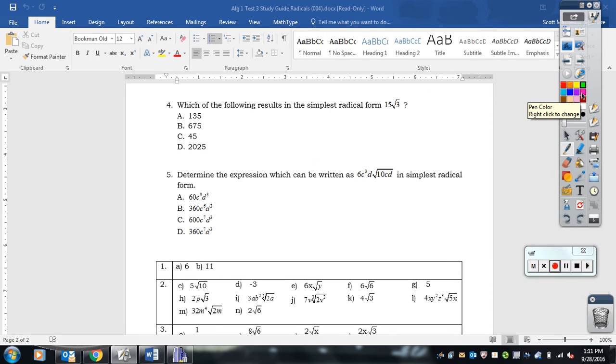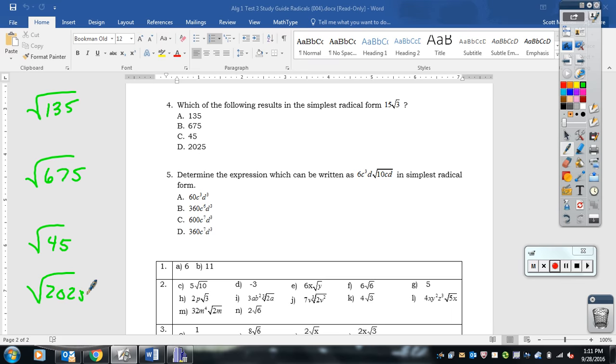For question number 4, I'm going to show you two ways to do it. The way that you're supposed to do it and the way that can be done much easier. This is a tough question because you got to simplify square root of 135, then simplify the square root of 675, then simplify the square root of 45, and you got to square 2025. So you could do all of those things.